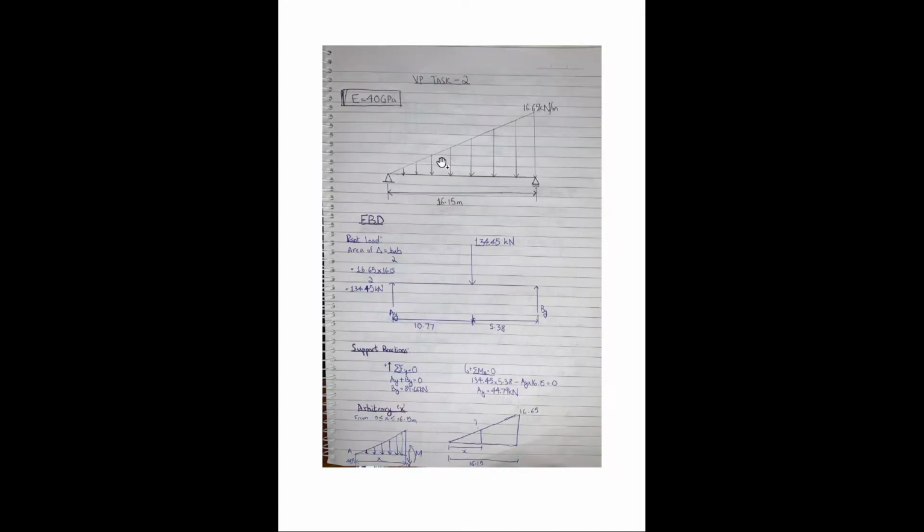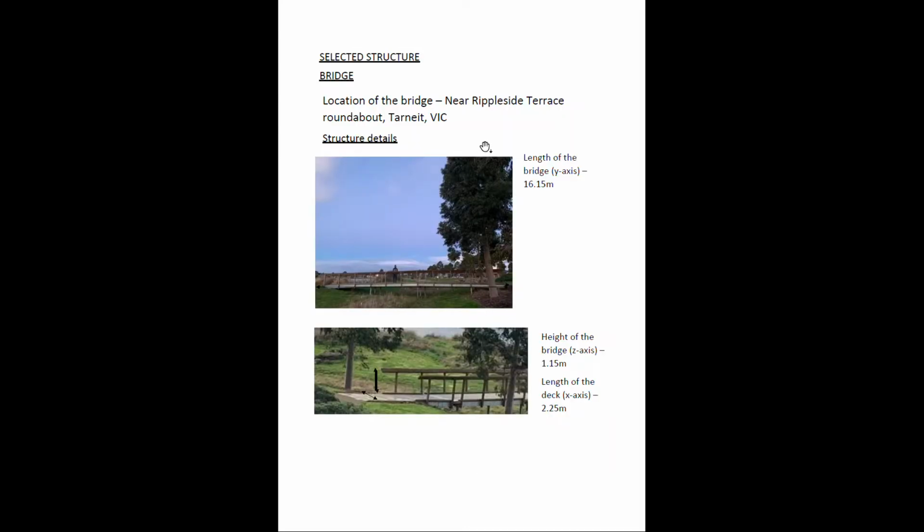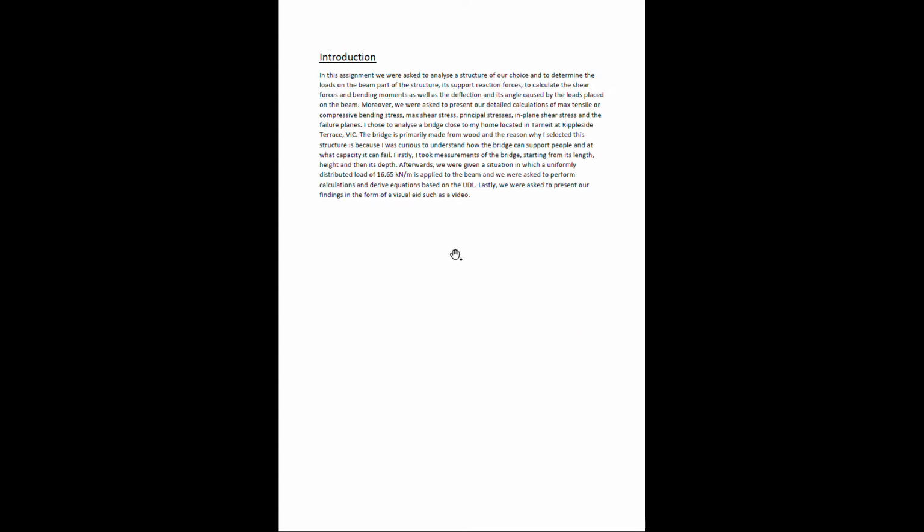So the structure that I chose was a bridge located near my home at Rippleside Terrace at Tarneet. This is me here standing on the bridge, which has a length of 16.15 meters, height of 1.15 meters, and the length of the deck being 2.25 meters. The reason why I chose the bridge, which is primarily made from wood, is because I was curious how it was able to support people and how it was able to withstand failure.